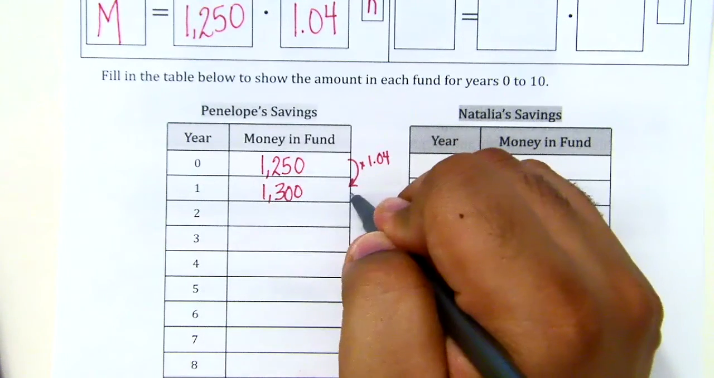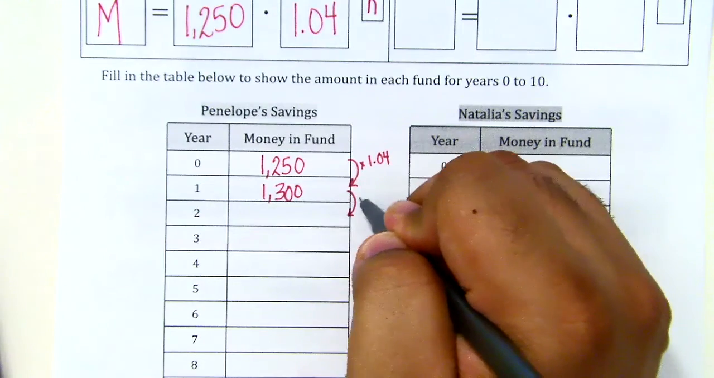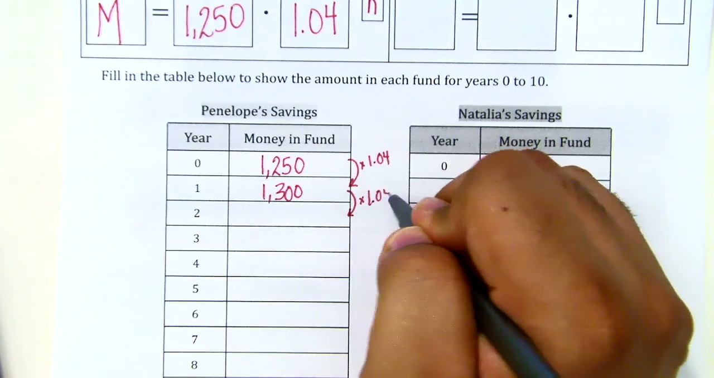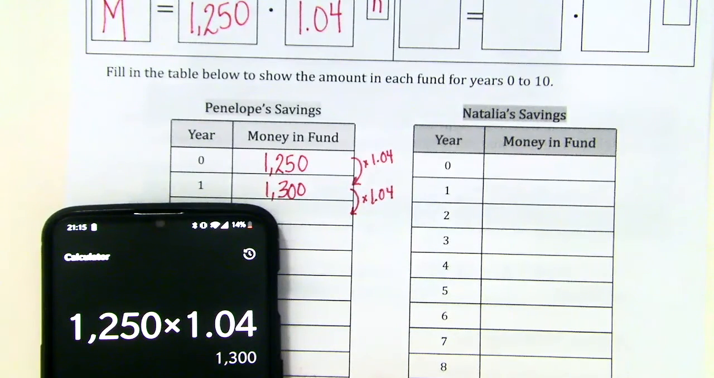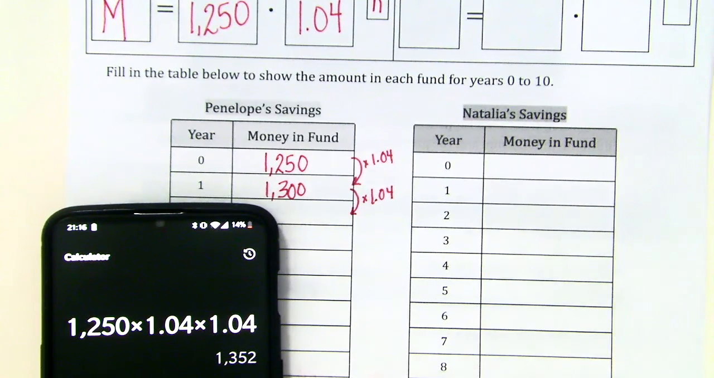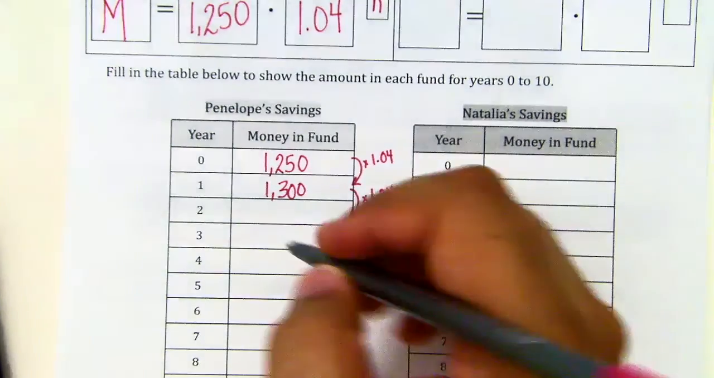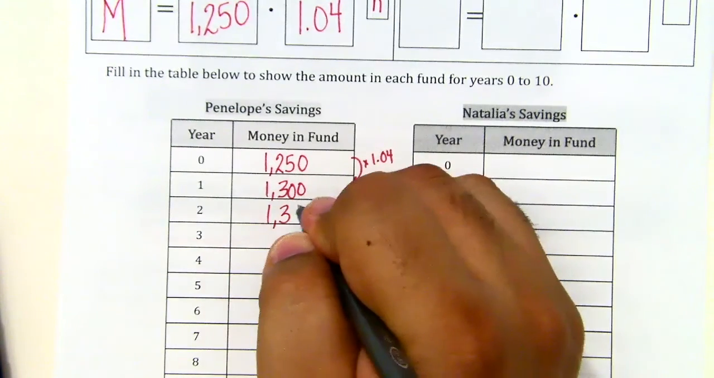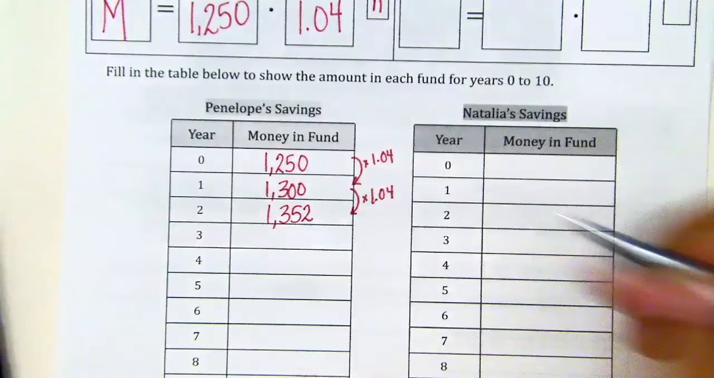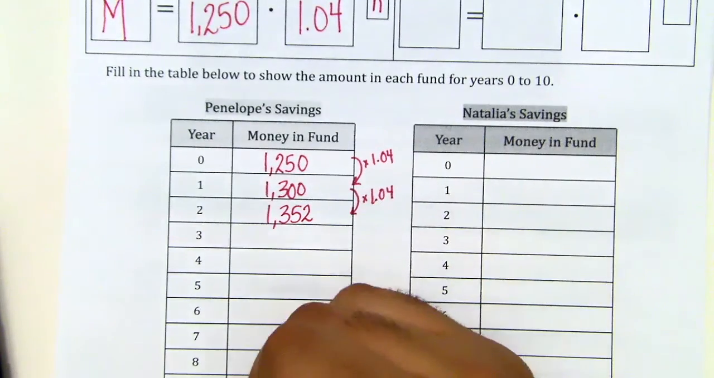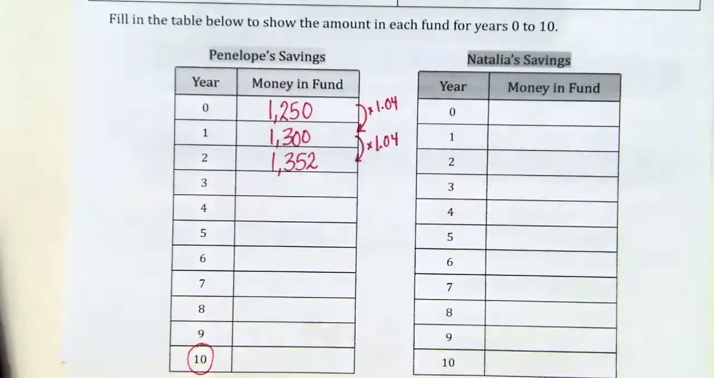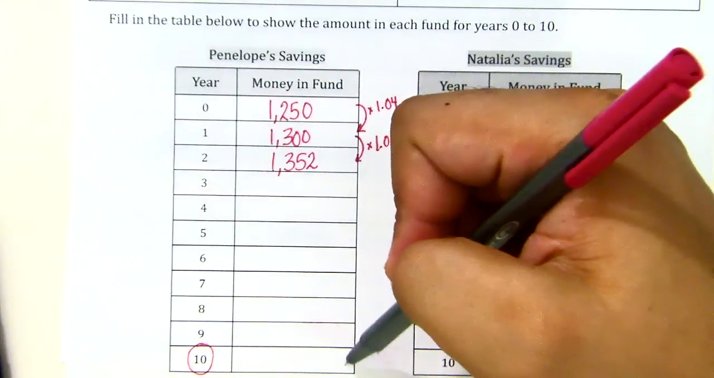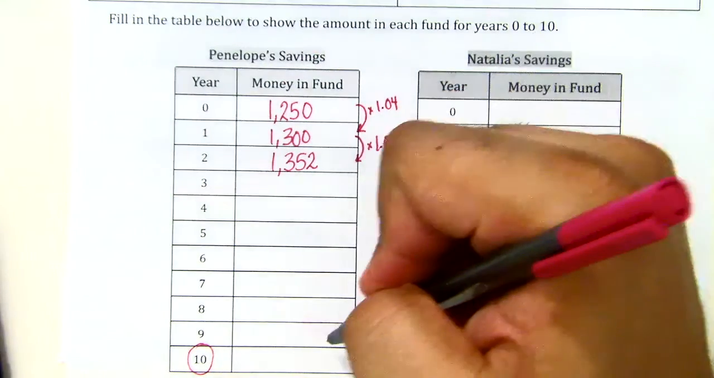Do the same thing again. From this year to the next year, I multiply by 1.04. So in my calculator, I actually just need to do this, times 1.04. There we go, 1,352. Rinse and repeat. Keep doing this until you get down to year 10, right? Because it's a 10-year savings bond, so I can't touch the money until we're at year 10. Finish filling this table out here.